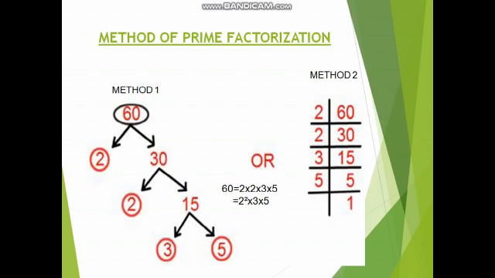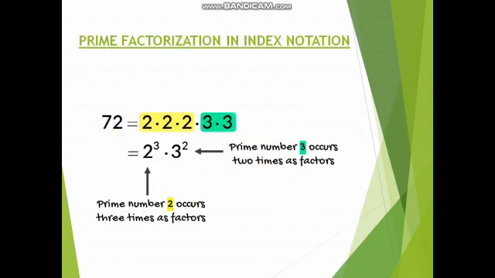So what are the prime factors of 60? 2 into 2 into 3 into 5. Since 2 occurs twice in this number, you can write it as 2 raised to power 2 into 3 into 5. Similarly, here the prime factorization of 72 is given, showing how you can write 72 in exponential form. 72 is divided completely as 2 into 2 into 2 into 3 into 3. That means 2 comes thrice and 3 comes twice. So you can write 2 to the power of cube and 3 to the power of square.